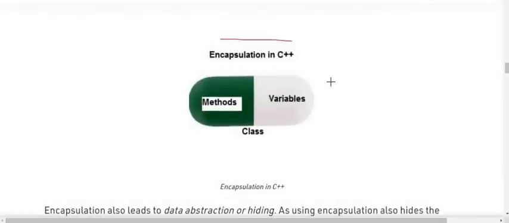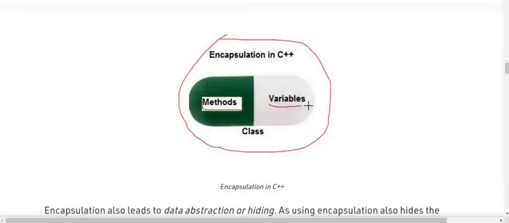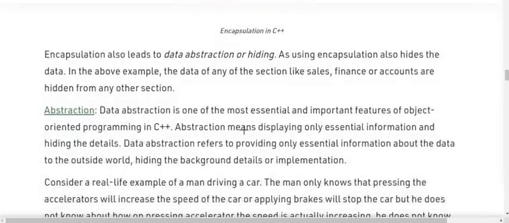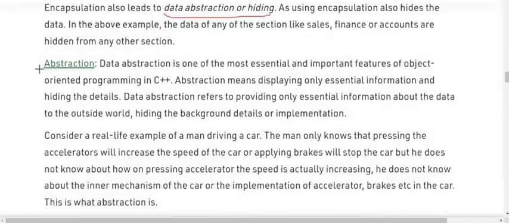So here's a very simple graphical representation of encapsulation in C++. We have our methods, then we have our variables, encapsulated inside a class. Encapsulation also leads to data abstraction or data hiding, as using encapsulation also hides the data. In the above example, the data of any of the sections like sales or finance or account are hidden from one another. Next we have the concept of abstraction in object-oriented programming languages.